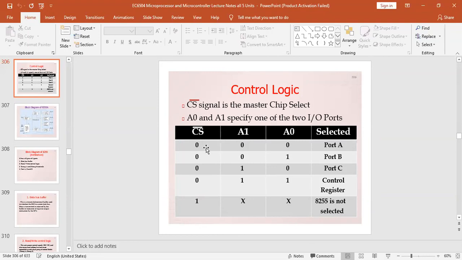Now, with CS bar at 0, I give different values to A1 and A0. If A1 and A0 are 0, 0, port A is selected. If A1 and A0 are 0, 1, then port B is selected. If A1 and A0 are 1, 0, then port C is selected. If both are 1, then the control register is selected. In all the cases, CS bar is 0. If CS bar is 1, nothing will happen. So take care about this CS bar pin. The CS bar pin is always 0 here in 8255.